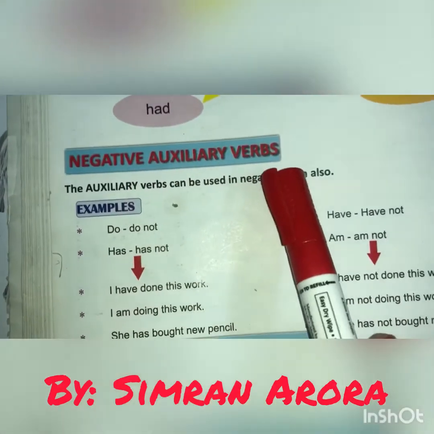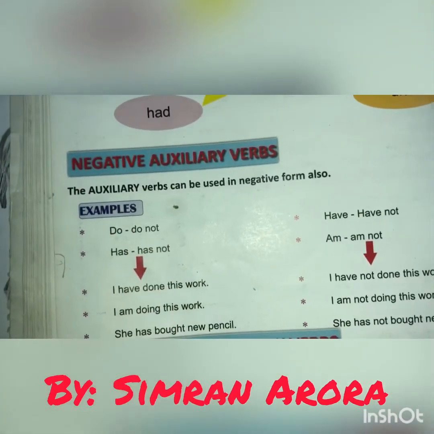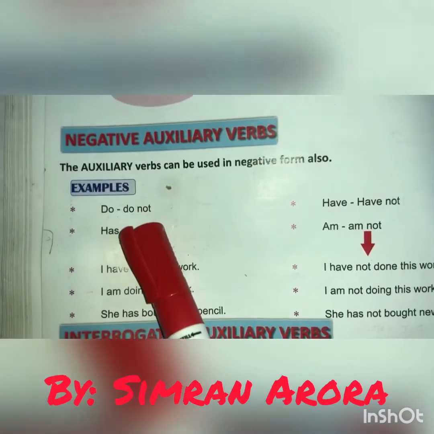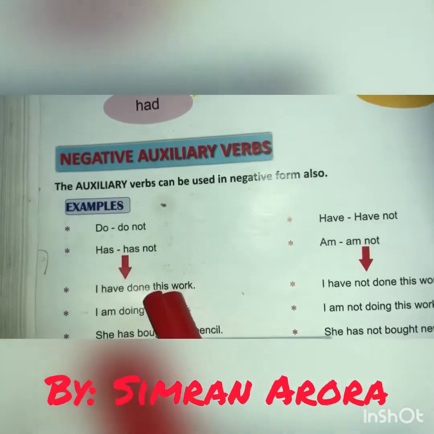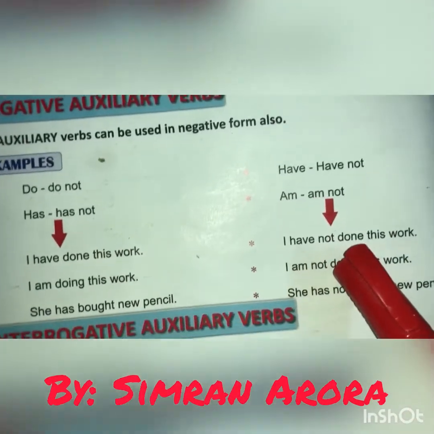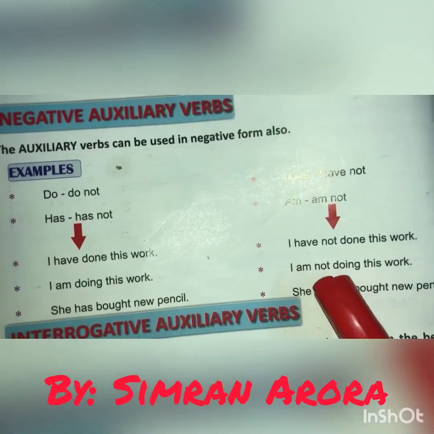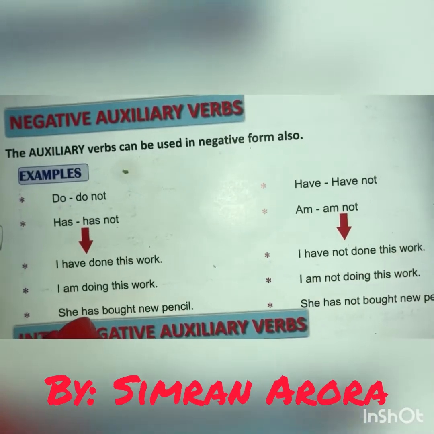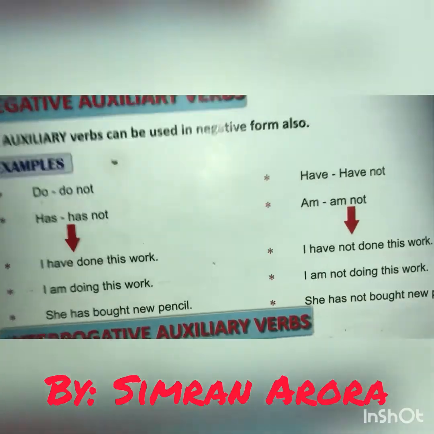Negative auxiliary verbs. The auxiliary verbs can be used in negative form also. So here are some examples. Do changes into do not. Has into has not. I have done this work. The negative of this sentence is, I have not done this work. I am doing this work. Yes, I am not doing this work. We just added not here. She has bought a new pencil. She has not bought a new pencil.